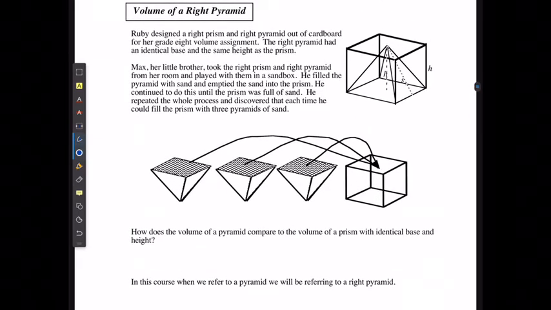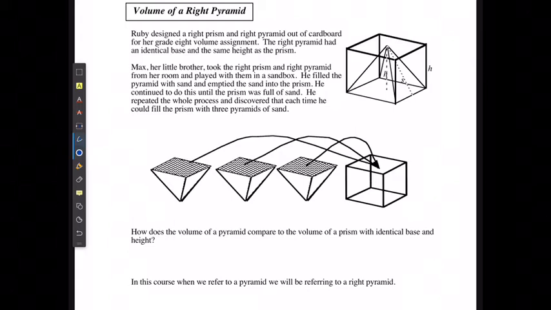Ruby designed a right prism and a right pyramid out of cardboard for a grade 8 volume assignment. The right pyramid had an identical base and the same height as the prism. Max, her little brother, took the right prism and right pyramid from her room and played with them in a sandbox. He filled the pyramid with sand and emptied the sand into the prism. He continued to do this until the prism was full of sand. And he repeated the whole process and discovered that each time he could fill the prism with 3 pyramids of sand exactly.